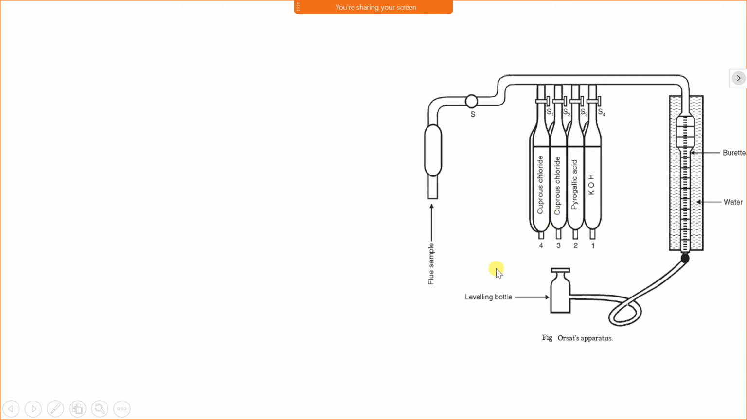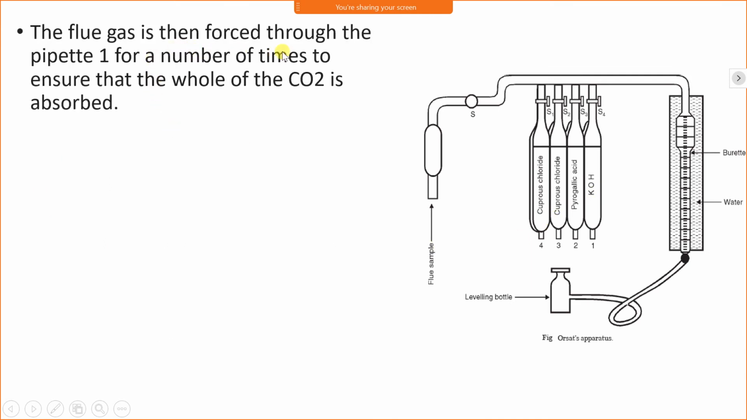Now, the flue gas is forced through pipette 1 a number of times to ensure that the whole CO2 is absorbed. This process is repeated, meaning gas is allowed to pass into the KOH solution a number of times so that all CO2 can be absorbed. Now we read the initial reading, then we read the reading after absorbing in the KOH, and that gives the amount of CO2 absorbed.